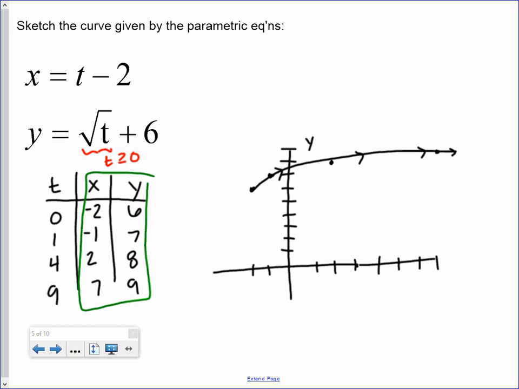Little rough up there on the board, but what shape is that? It's another square root. It's half the parabola. It's a square root function. I saw a few people start by eliminating the parameters. So they wrote t equals x plus 2, and then they're going to sub that in for y. Y equals the square root of x plus 2 plus 6. Is that a square root that has been shifted left 2 and up 6?